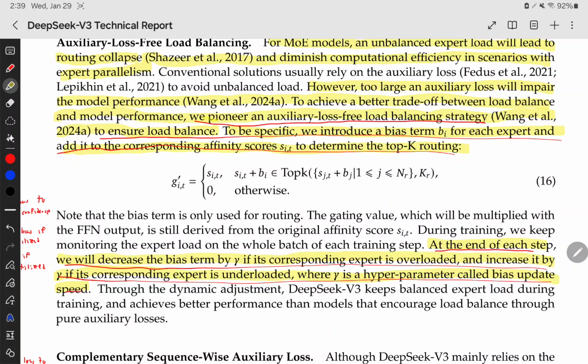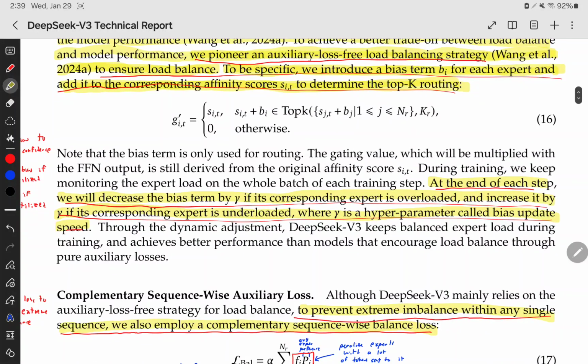So what they say here is we pioneer an auxiliary-loss-free balancing strategy to ensure load balance. To be specific, we introduce a bias term, b_i, for every expert and add it to the corresponding affinity scores to determine the top-K routing. So how do you optimize this? How do you define this bias? They say at the end of each step, we decrease the bias term by gamma if its corresponding expert is overloaded, and increase it by gamma if its corresponding expert is underloaded, where gamma is a hyperparameter called the bias update speed.